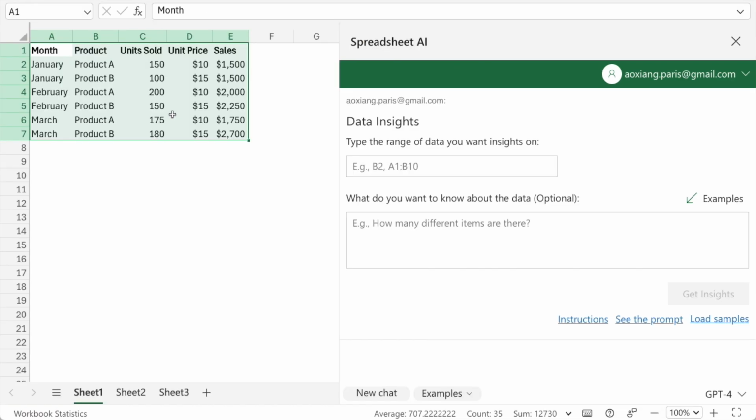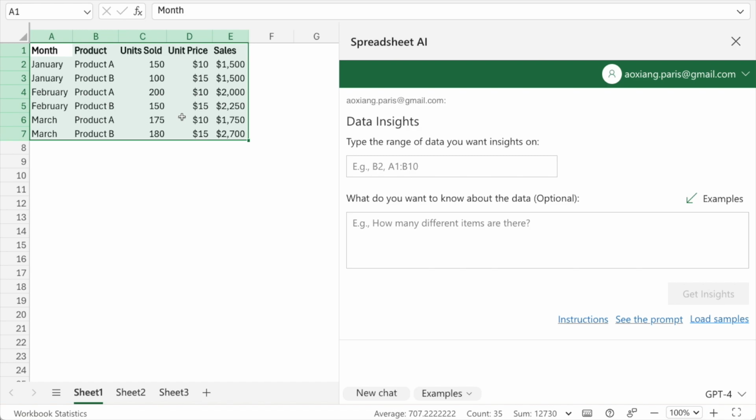Here is a table. It presents monthly sales data for two products, A and B, over 3 months, January, February, and March. For each product and each month, it lists the number of units sold, the unit price, and the total sales value, which is calculated by multiplying the units sold by the unit price.